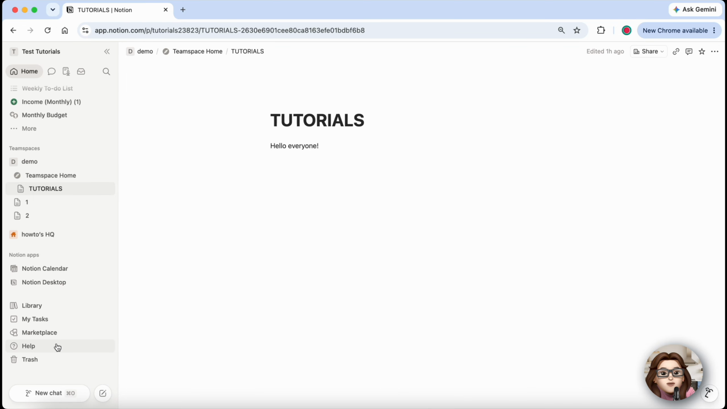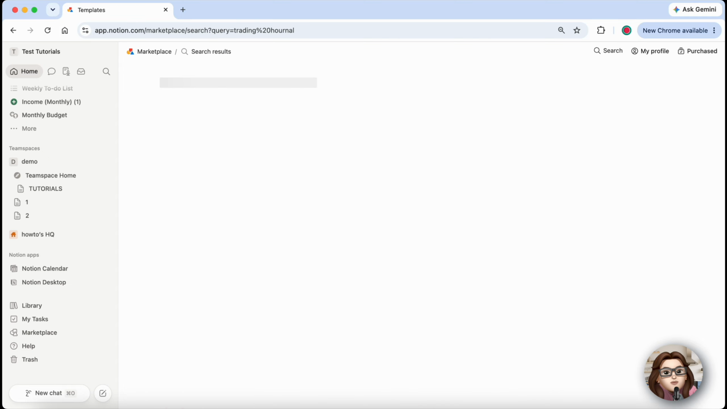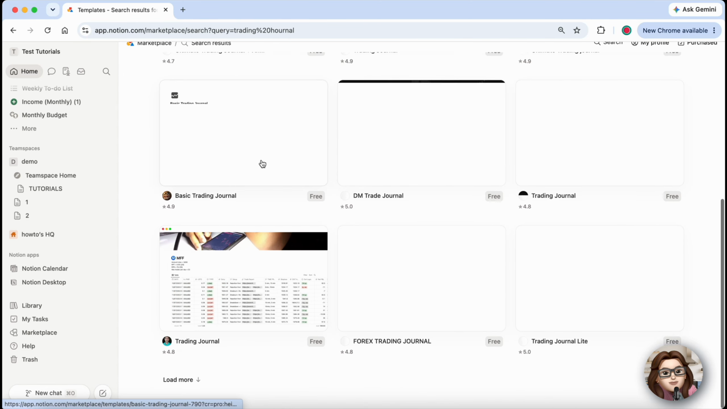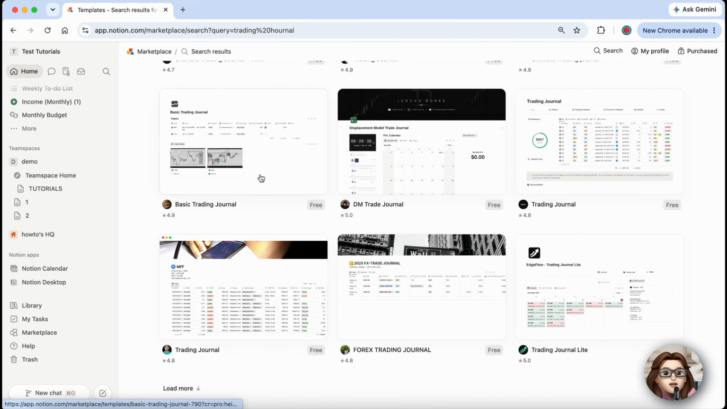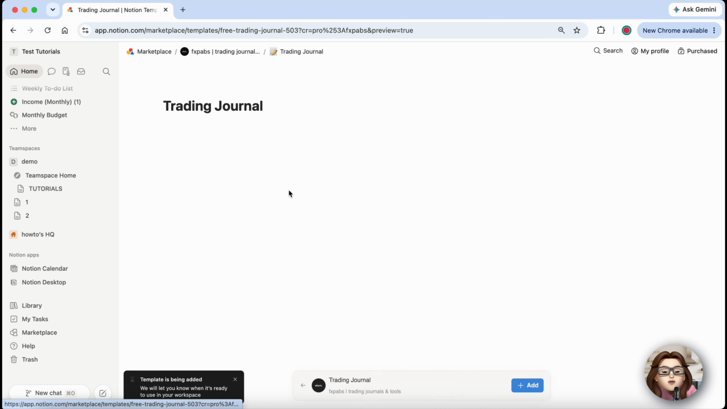Open Notion and go to the Templates gallery. In the search bar, type Trading Journal or Win Rate Tracker and browse the available templates. Choose the template that best fits your trading style. Then click Use this template to add it to your workspace.